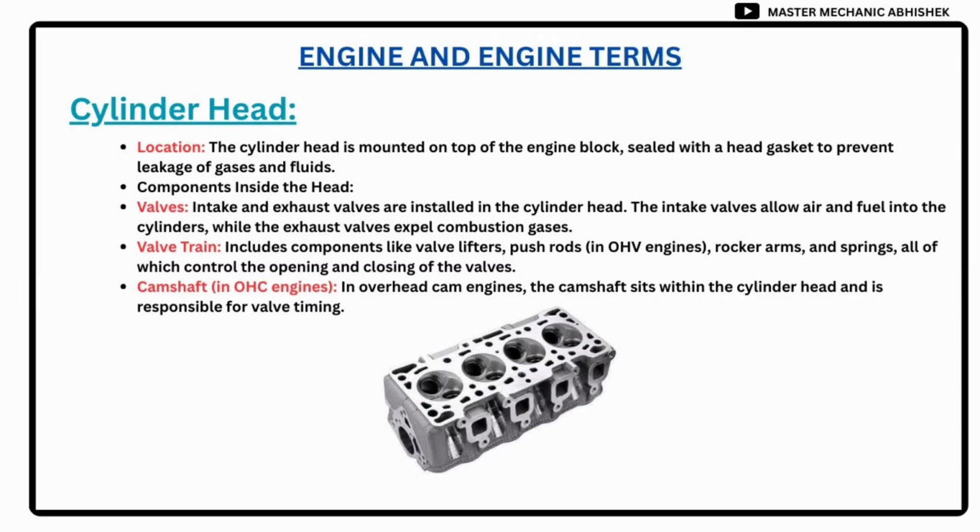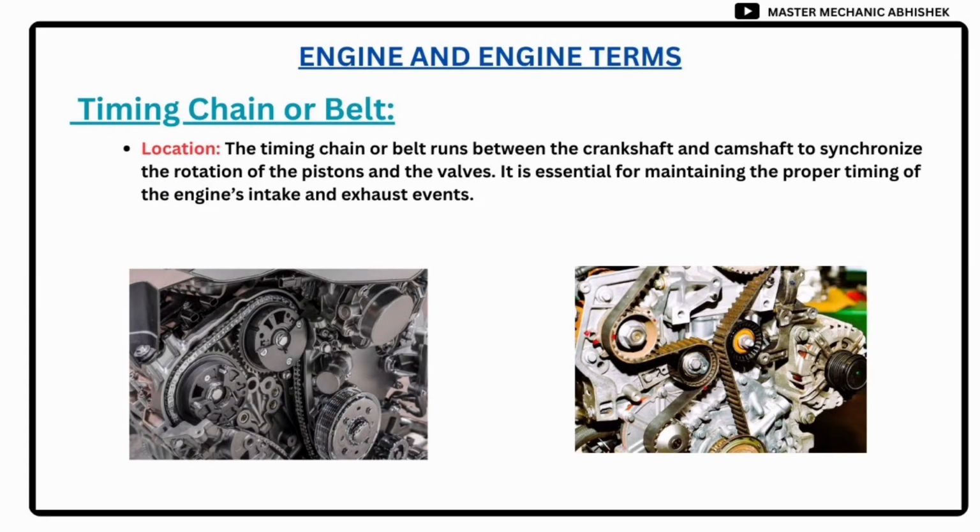Camshaft: in OHC engines, in overhead cam engines, the camshaft sits within the cylinder head and is responsible for valve timing. Timing chain or belt. Location: the timing chain or belt runs between the crankshaft and camshaft to synchronize the rotation of the pistons and the valves. It is essential for maintaining the proper timing of the engine's intake and exhaust events.